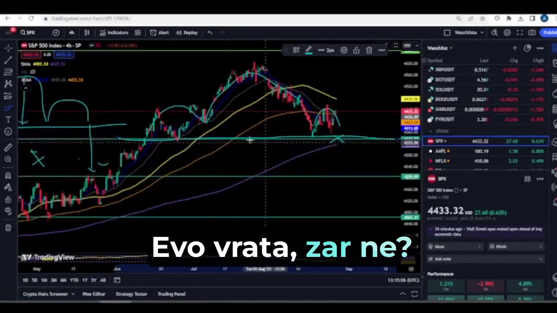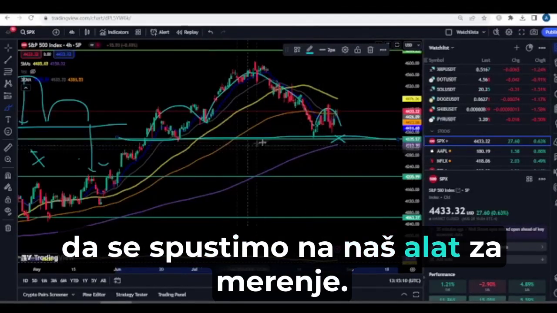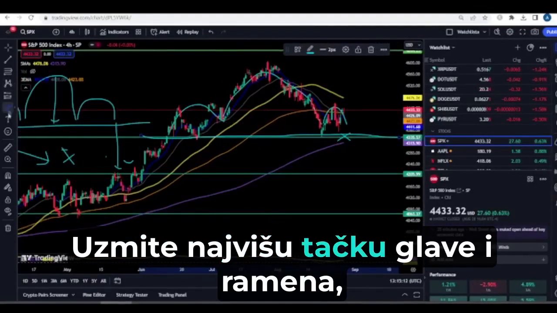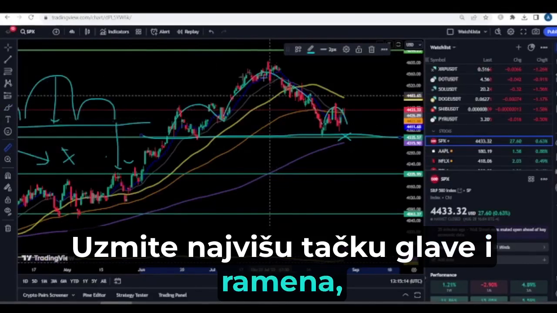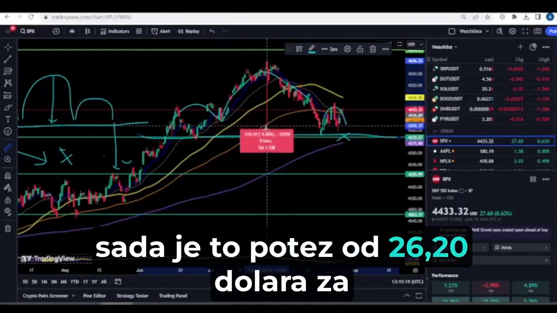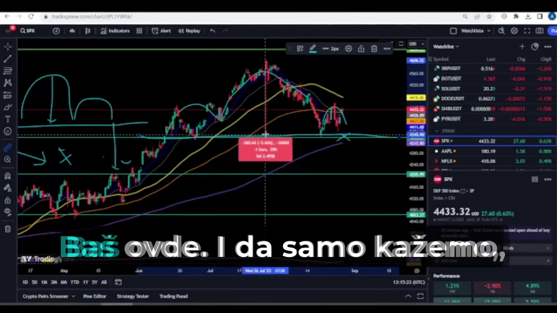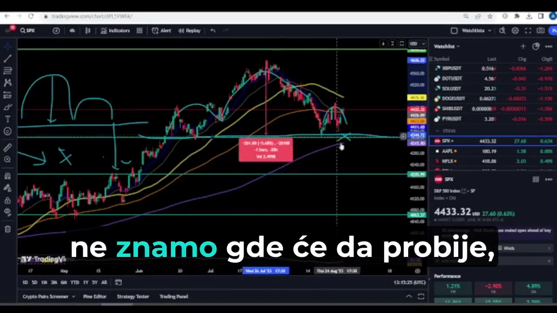There's your neckline, right? And now what we want to do is go down to our measure tool, take the highest point of the head and shoulders, drop it down. So now it's a $26.20 move on the SPY. So what we do is we do that same sort of thing over here, and let's just say we don't know where it breaks now.